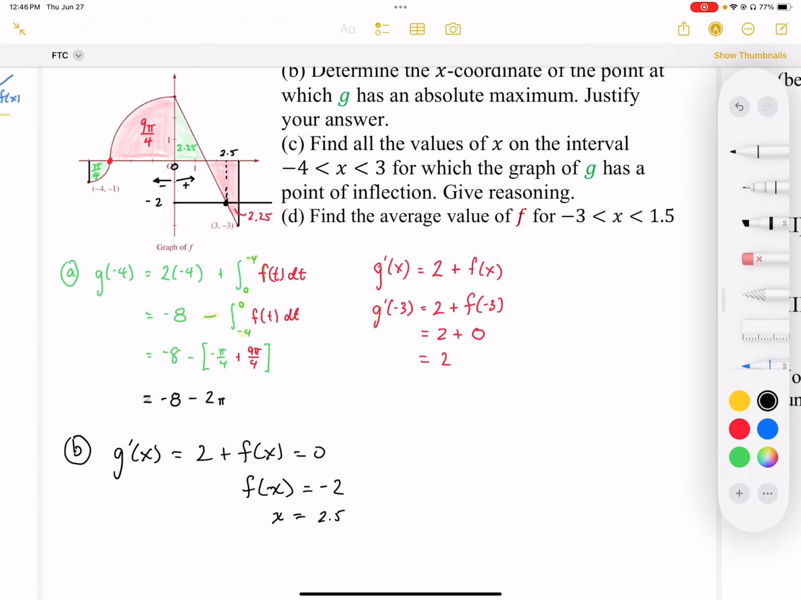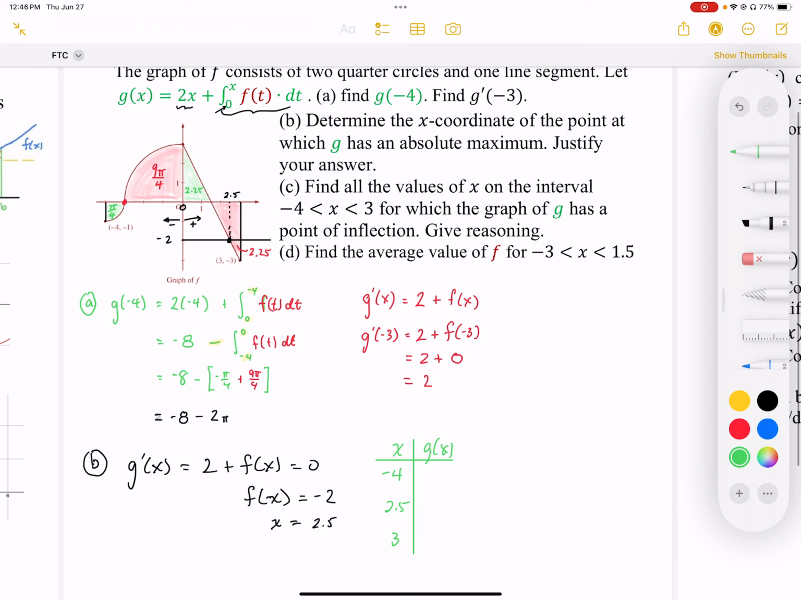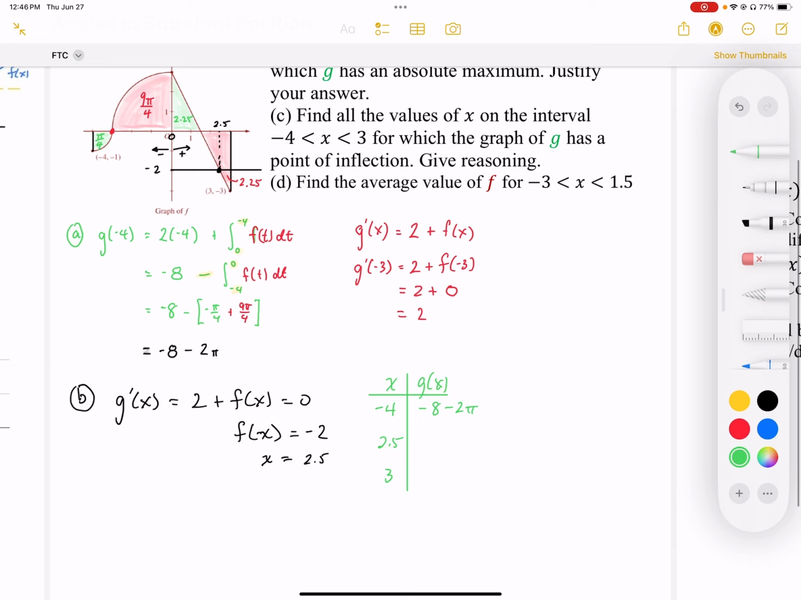So I'm checking for an absolute maximum. So what I need to do then is make a table of values to check for g values and which g values are max. One of the points I have to consider is going to be x equals 2.5. I also have to consider endpoints, so negative 4 and positive 3. So these are my potential candidates for max points. Well, I've already worked out g of negative 4. That works out to be negative 8 minus 2 pi. I need to check for 2.5 and I need to check for 3.